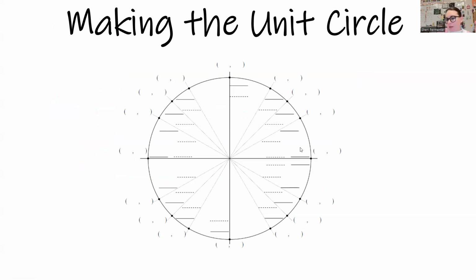So first we have 0 degrees. And then we have 30 degrees. We have 45 degrees, 60, 90. And then we keep going. We have 120, 135, 150, and 180.